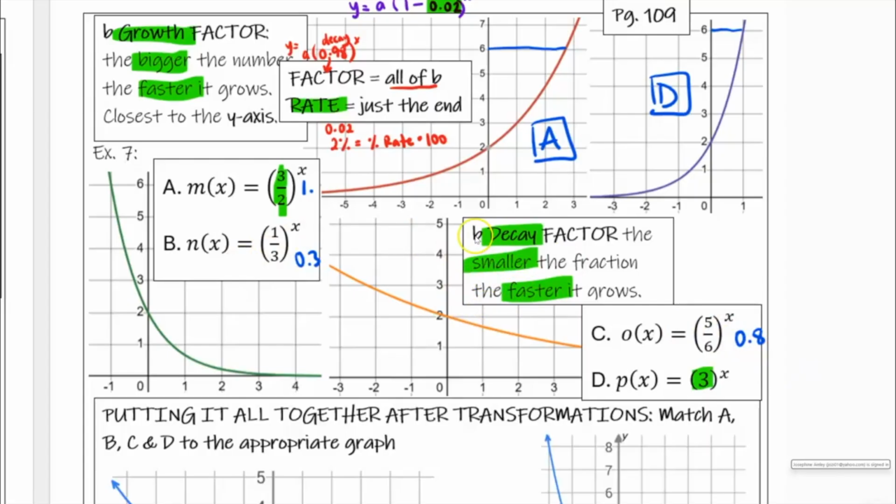So again, for decay, the smaller the fraction, the faster it decays. And that's why I make it into decimals, a little bit easier to see which one of these is closer to 0. Because again, decay is between 0 and 1, right? So the small one is closer to 0. So 0.3 is closest to 0. So B is the steepest.